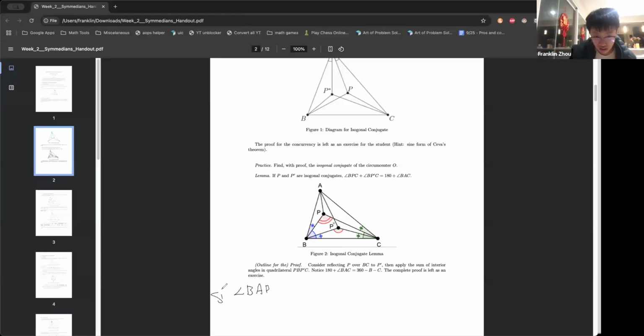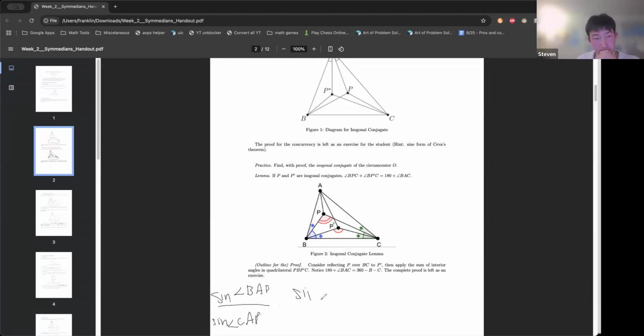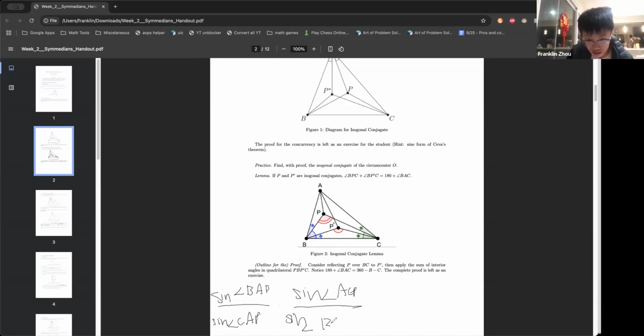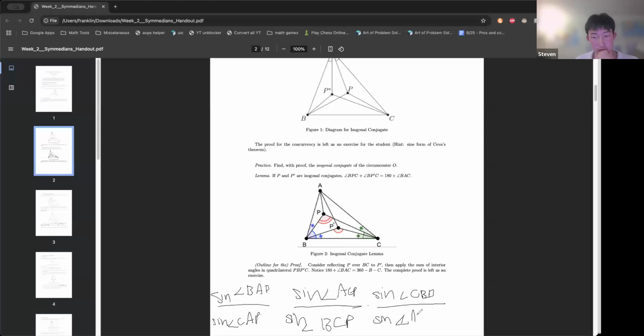BAP over sine of CAP, multiplied by the sine of angle ACP over the sine of angle BCP, multiplied by the sine of angle CBP over the sine of angle ABP. Only if this quantity is equal to 1, then the Cevians are concurrent, but otherwise they aren't.